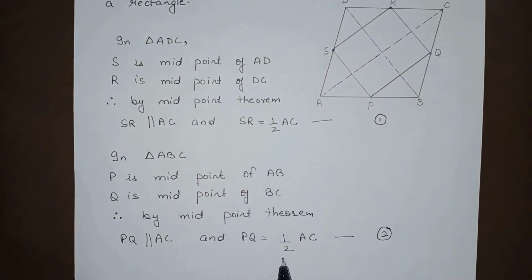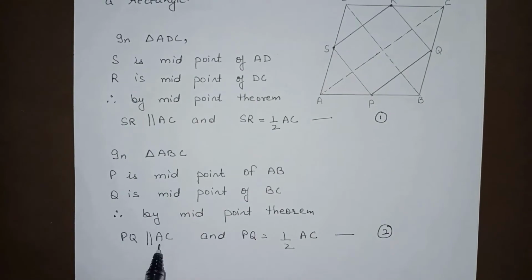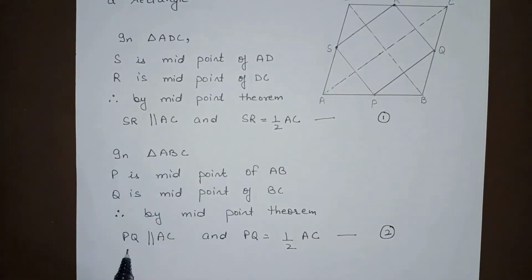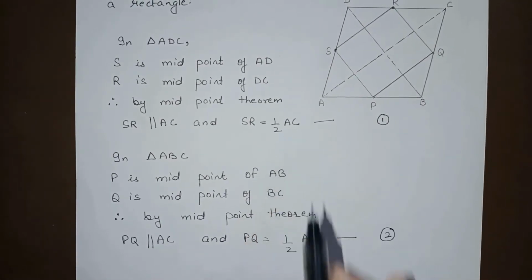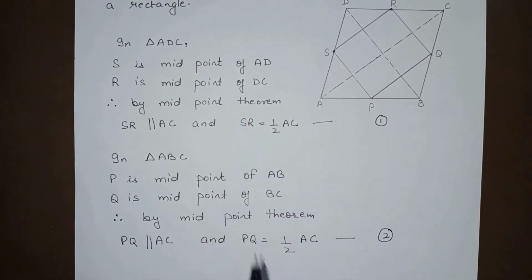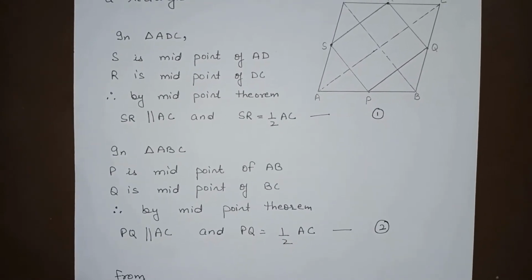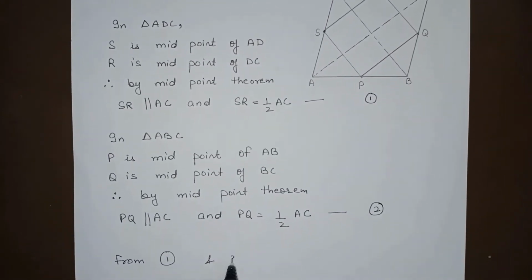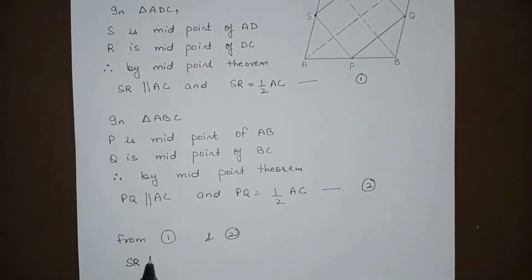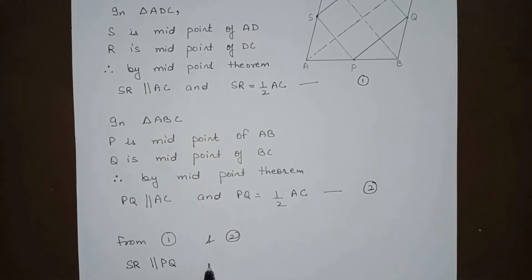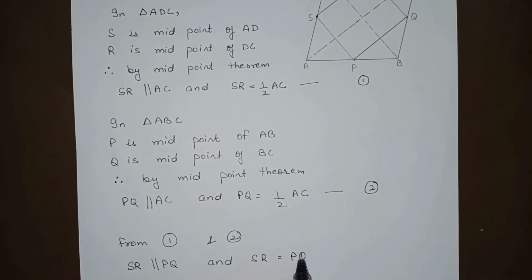Now from 1 and 2 we can see SR and PQ both are parallel to AC. So they will be parallel to each other. Similarly SR and PQ both are equal to half of AC. So SR and PQ are equal. So we can write from 1 and 2, SR is parallel to PQ and SR is equal to PQ.